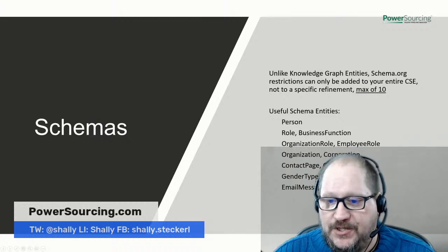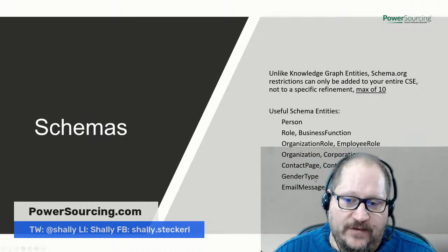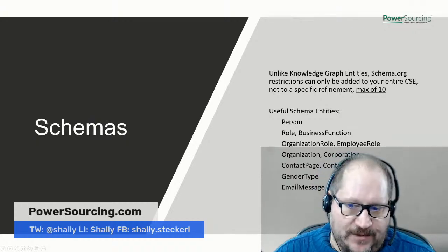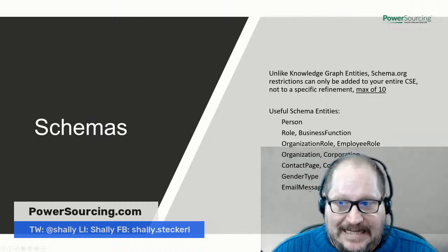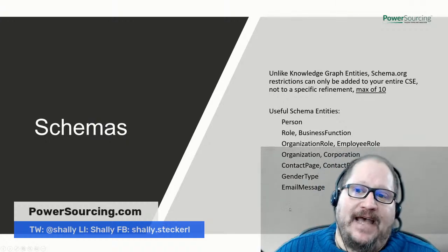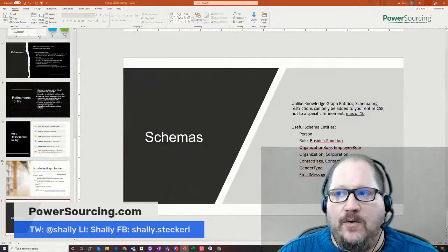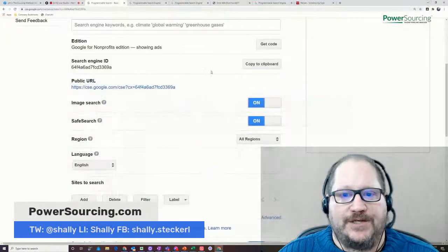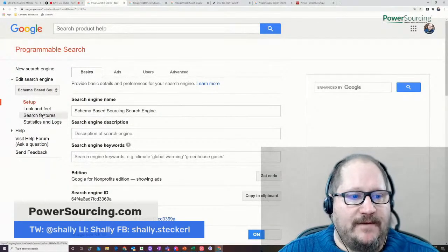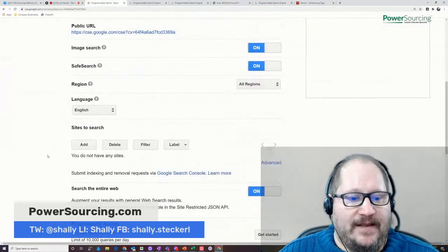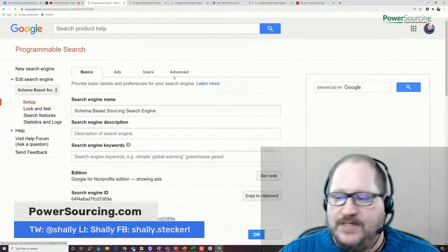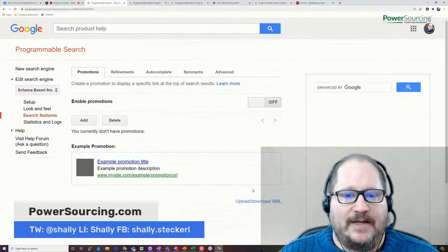Then gender type was actually productive if you're doing a diversity search. And email message brings back only email messages. Believe me, there's not that many out there. I tried it, and there's just not a lot of entities in the schema that have that. So that's it. That is everything that you need to know about custom search engines. Go out there and try it, experiment with it, try different combinations of graph and schema, and just let me know if you have any questions. I guess that's really all I can tell you about that.